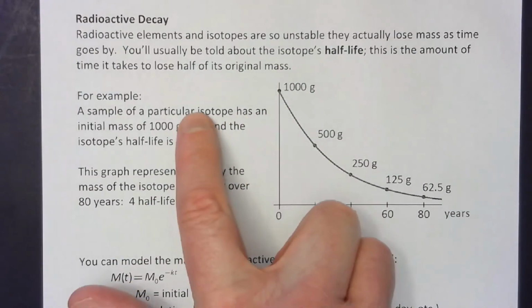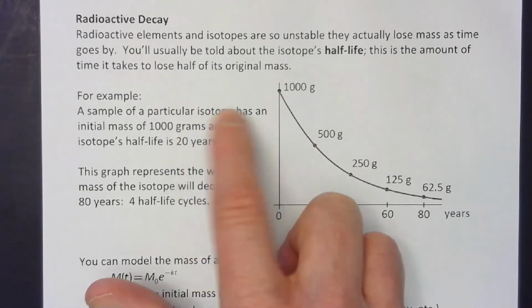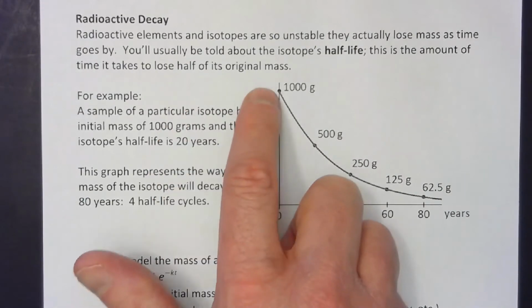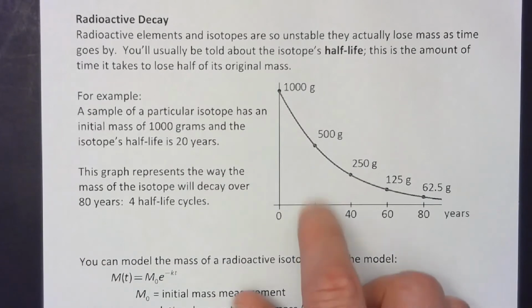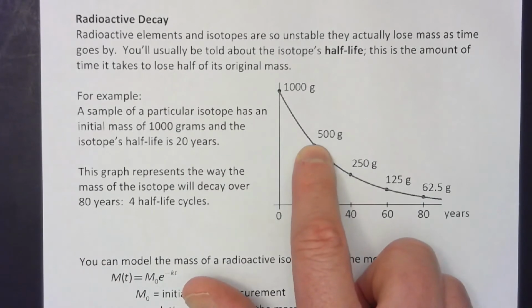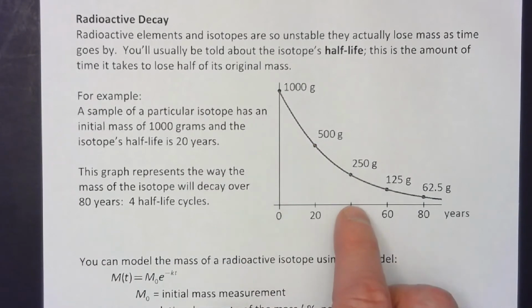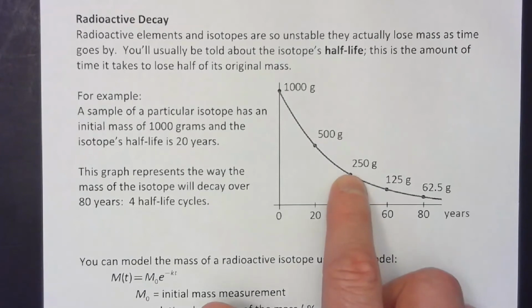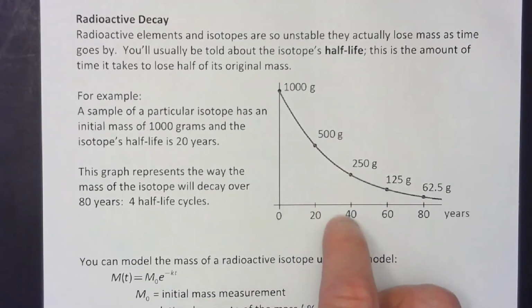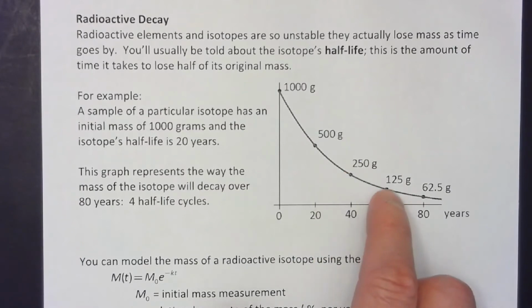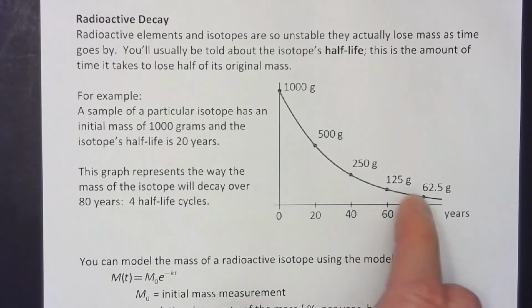So if whatever this particular isotope is, if it had an original mass of 1,000 grams, after 20 years it would have 500 gram mass. 20 more years later, at 40 years, it'd be half of that for 250 grams. 20 years later, it'd be half of that, 125 grams, and 20 years later, 80 years total after the beginning, it'd be half of that for 62.5 grams.